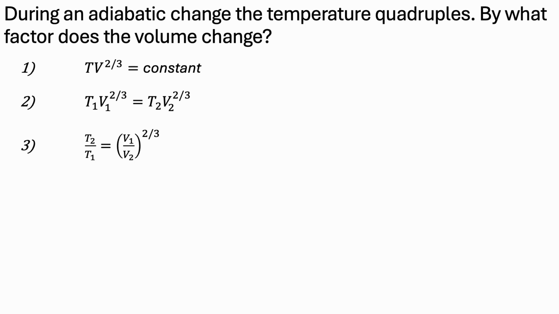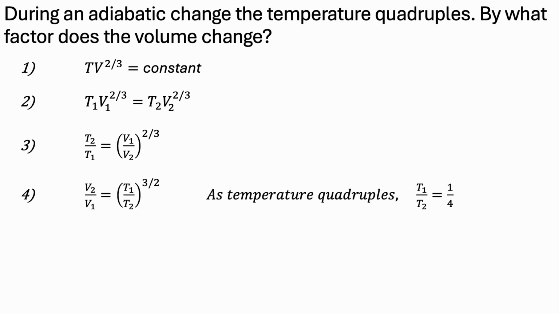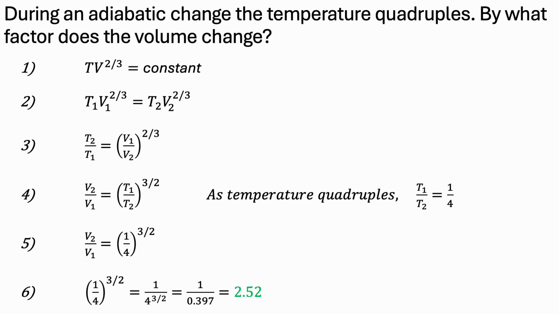We're interested in what happens to the volume. So what we can do is switch that power across to the other side, to give us 3 over 2. So V2 over V1 is the factor we're interested in. By what factor does the volume change? So the temperature quadruples, so T1 over T2 is 1 over 4. T2 is 4 times bigger. From there, cancel out the T's, so we're left with just the numbers. That gives us a little bit of math we can punch into our calculator and ends up with a factor of 2.52. There you go.